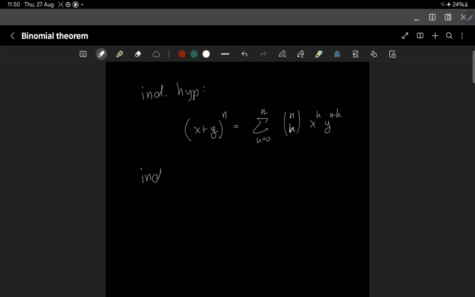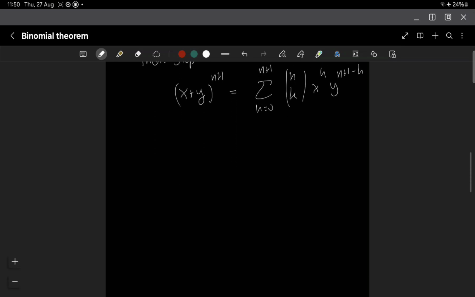So the induction step: we have to show that (x plus y) to the power n plus 1 is the sum as k goes from 0 to n plus 1 of n plus 1 choose k, x to the k, y to the n plus 1 minus k. Okay, so let us first work out the left hand side. Let us calculate (x plus y) to the power n plus 1. Well, that's just equal to (x plus y) to the power n times (x plus y).